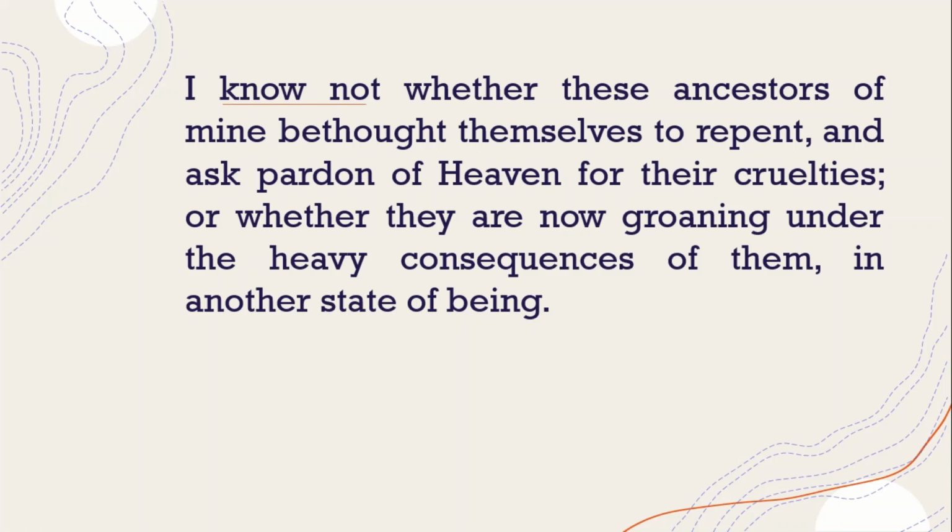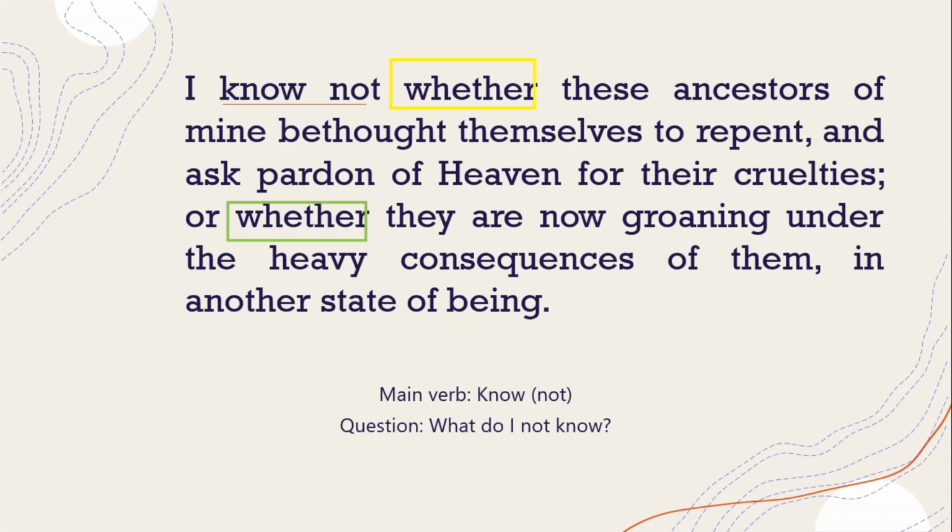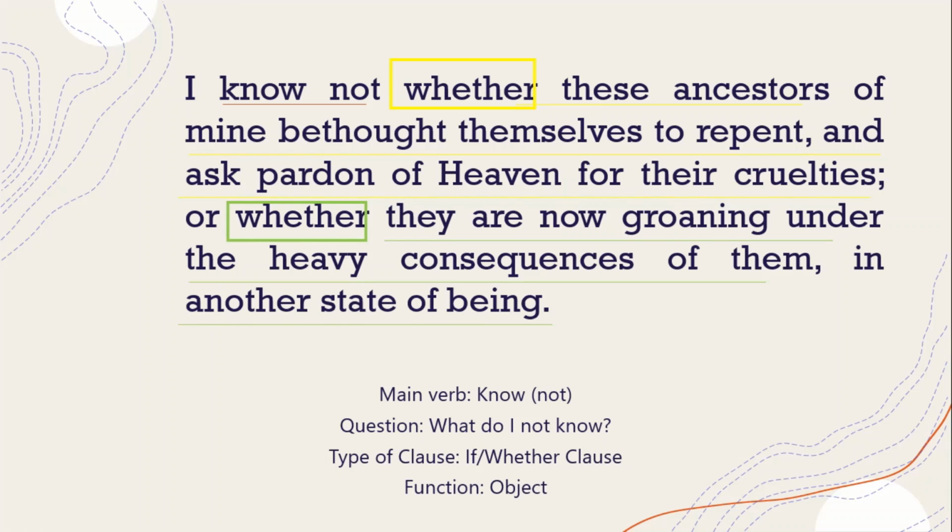First, we're going to identify the main verb, that in this case is know. Then we should ask ourselves, what do I know now? Or know not, according to the text. As you can see, we have 2 different subordinate clauses. Both are if-whether clauses and they function as an object of the transitive verb know. It is important to remember that the object should be right after the verb, as it is placed in here.